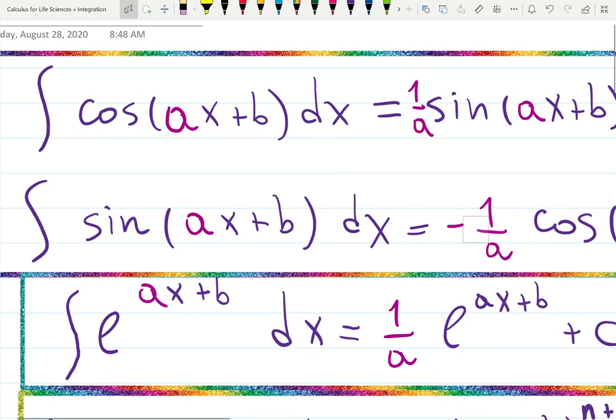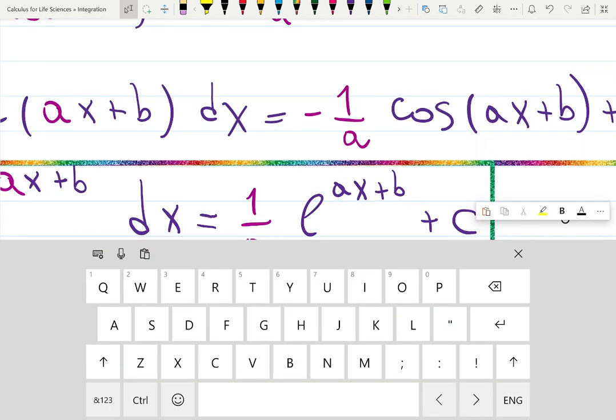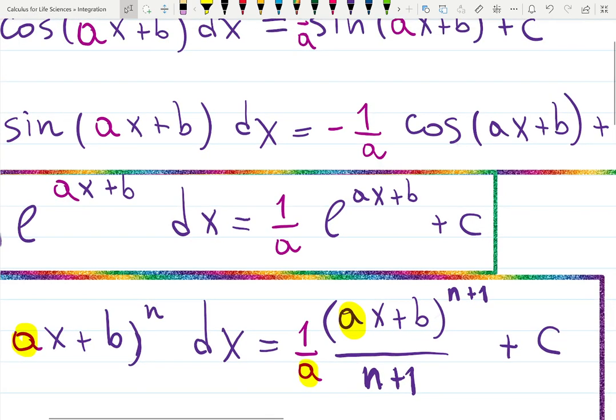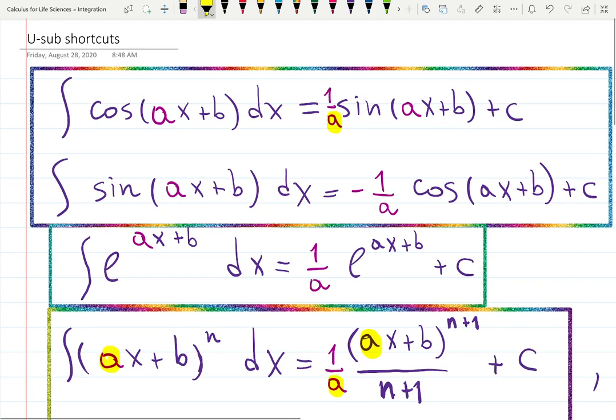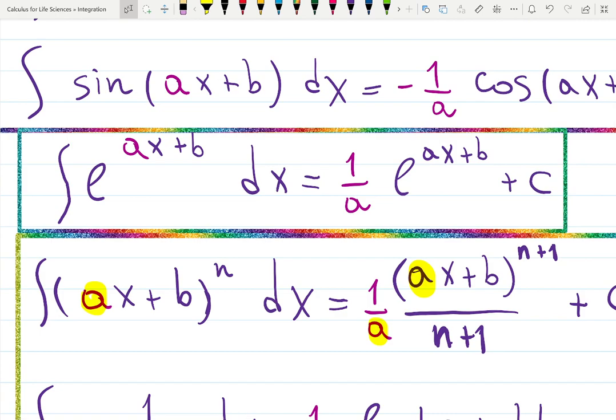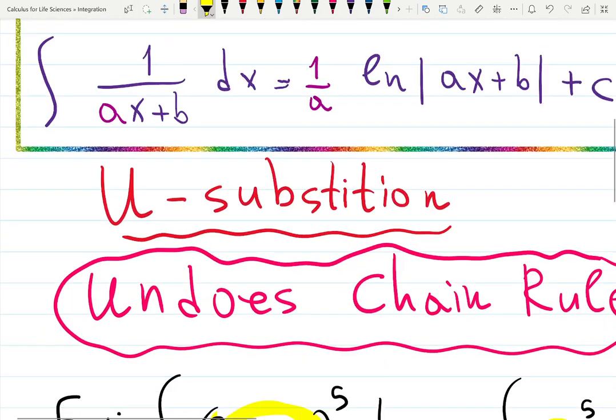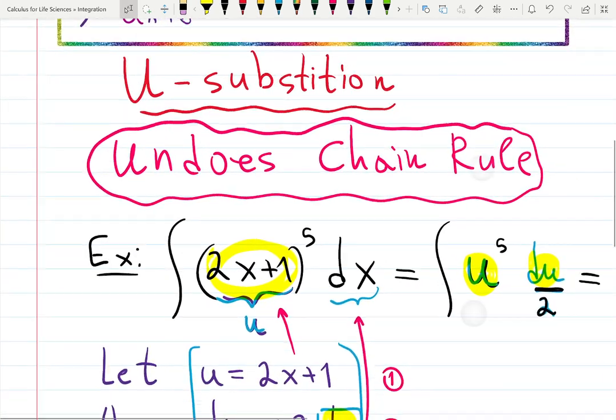Same with cosine and sine. You have it today in your quiz that you will have cosine of 5x. How to integrate cosine of 5x? It will be sine of 5x divided by 5. And so on. E to the ax plus b is e to the ax plus b divided by this leading coefficient. So those are shortcuts of U-substitution. We just never told you that in this class.